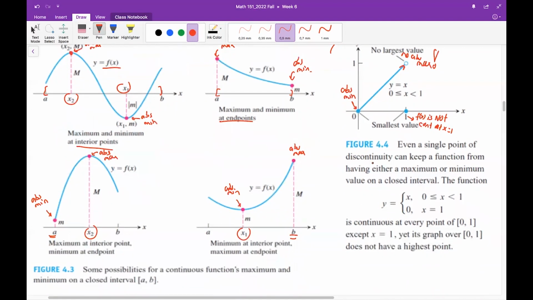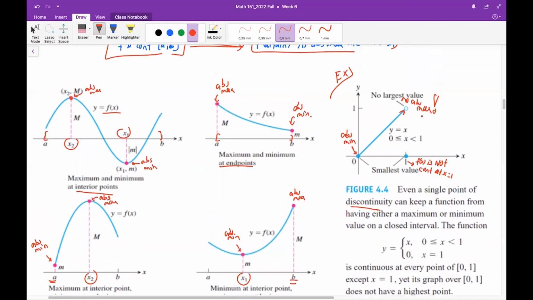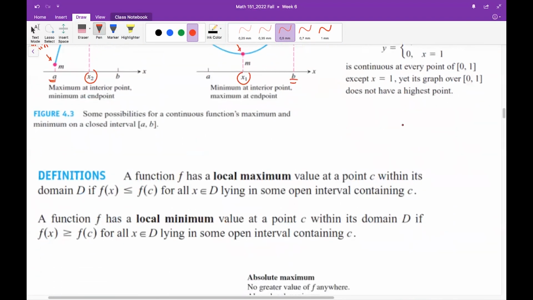So if you read the explanation here, it says that even a single point of discontinuity can keep a function from having either a maximum or minimum value on a closed interval, which happens here at this right-hand point. Okay, since the assumptions do not hold, you cannot be sure that there is an absolute maximum value of this function, which is not correct. No absolute maximum value is attained here.